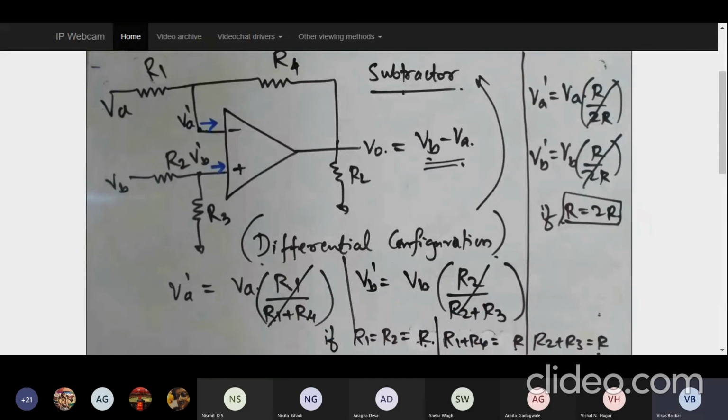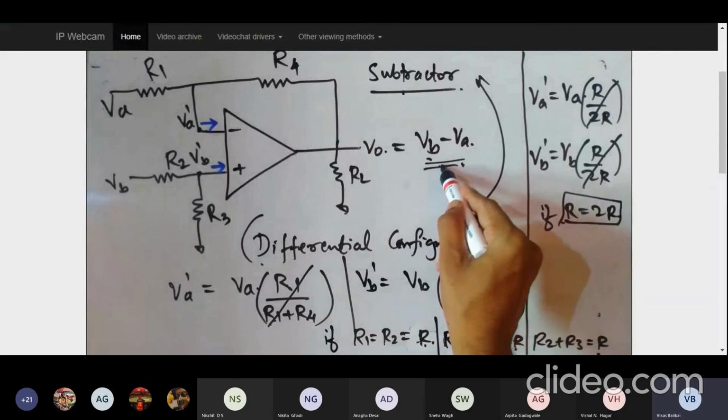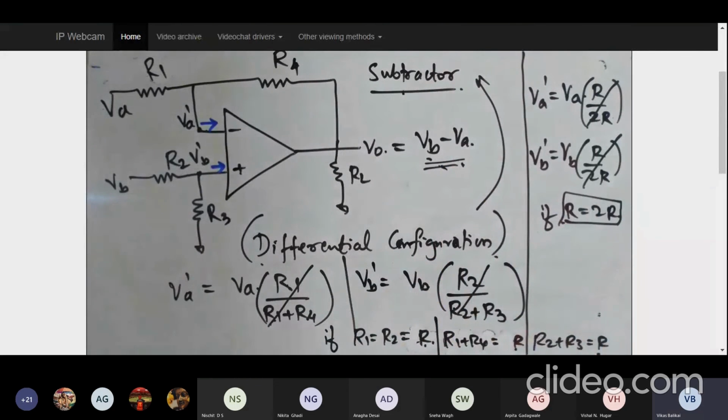And since they are entering the op amp, the definition of op amp itself says it is going to do the subtraction between the input voltages. So by that note, ultimately I'm going to get the output voltage as VB minus VA. So this is how your op amp can act in a differential configuration as a subtractor. So this is how the subtraction works.